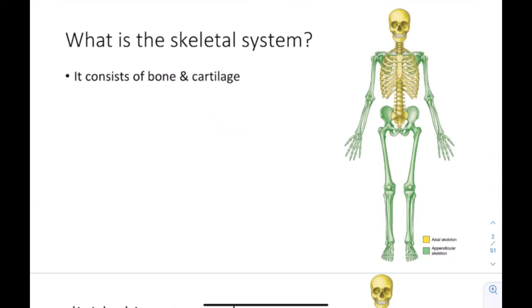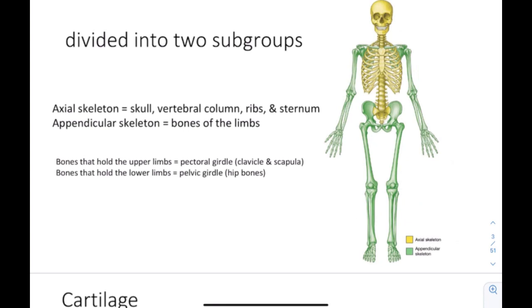So what's the skeletal system? It consists of bone and cartilage, and it's divided into two subgroups. We have the axial skeleton here in the yellow, and it consists of the skull, the vertebral column, and the ribs and the sternum. The sternum is the chest bone. Okay, and we have the appendicular skeleton, which consists of the bones of the limbs.